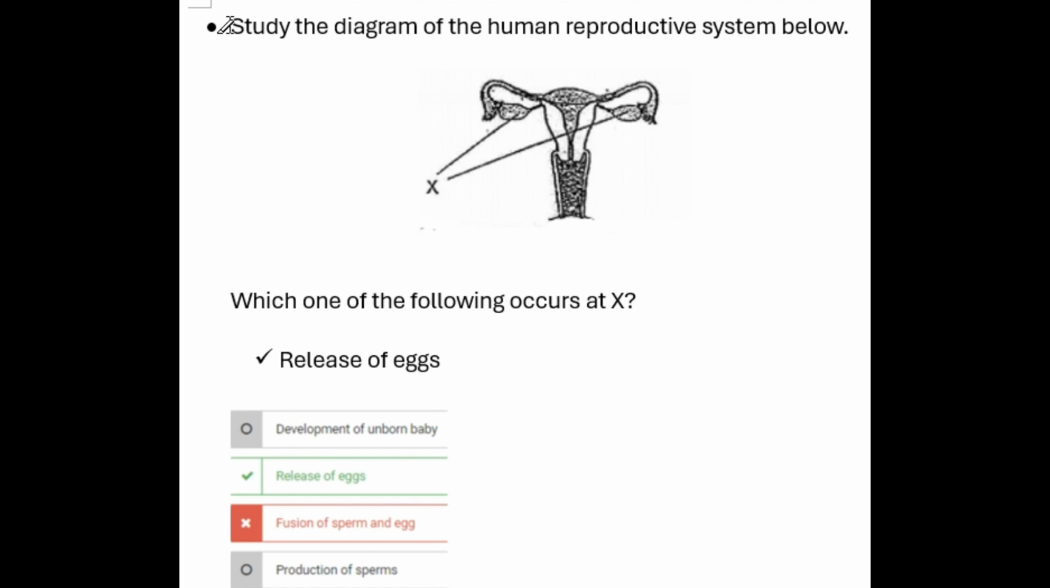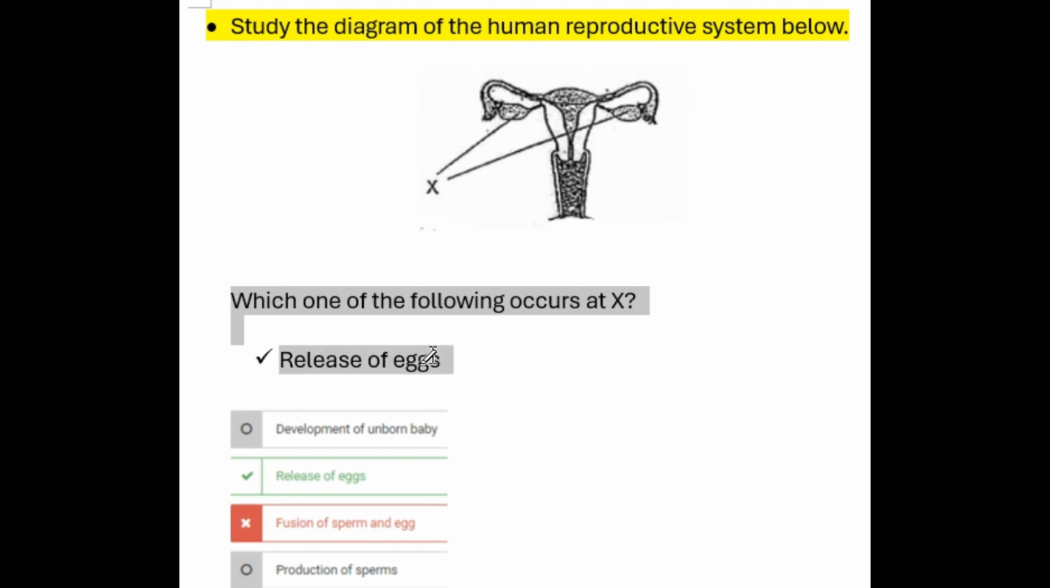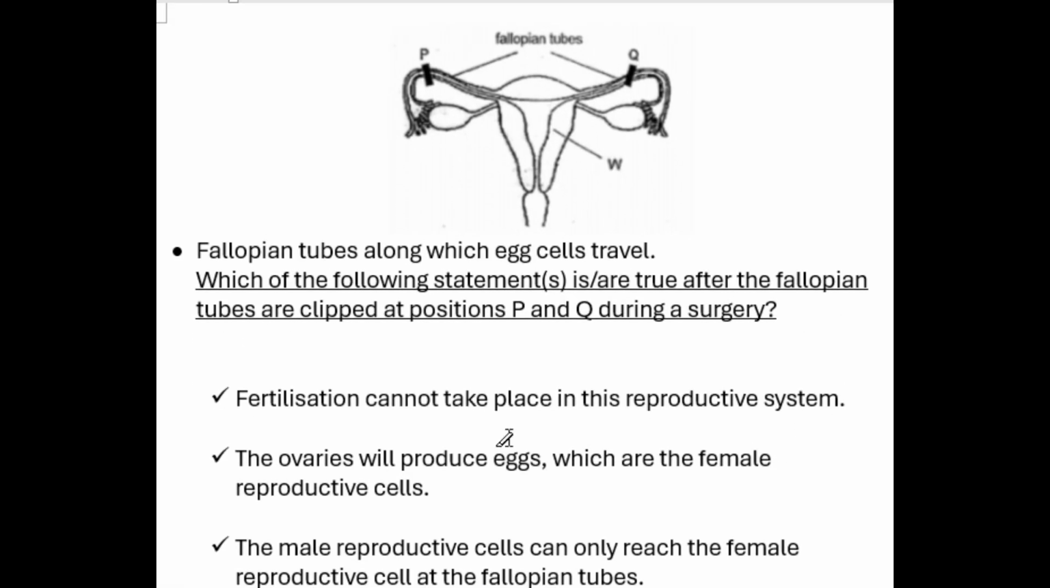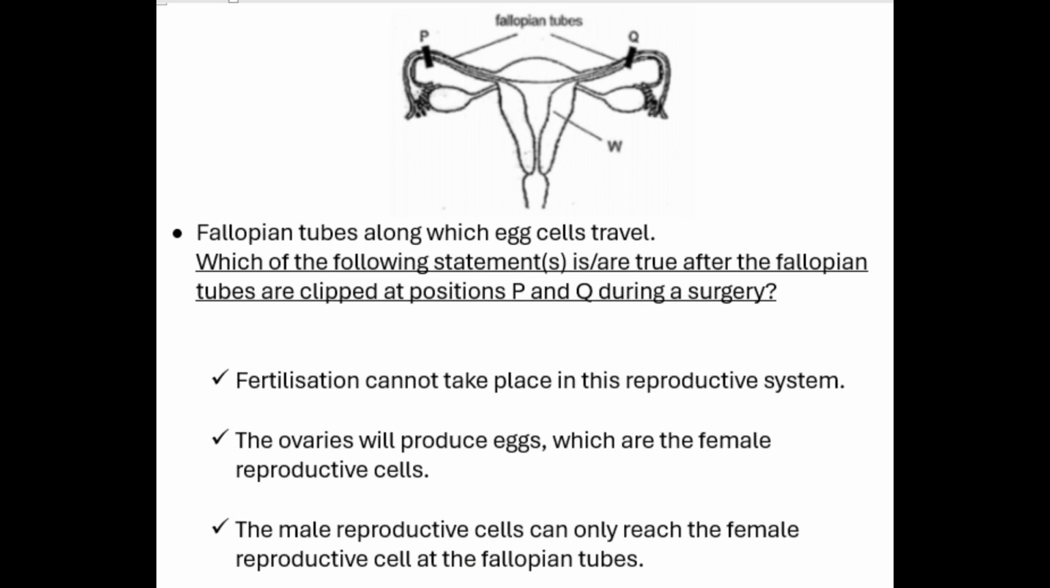Study the diagram of the human reproductive system below. Which one of the following occurs at X? Release of eggs. Fallopian tubes, along which egg cells travel.